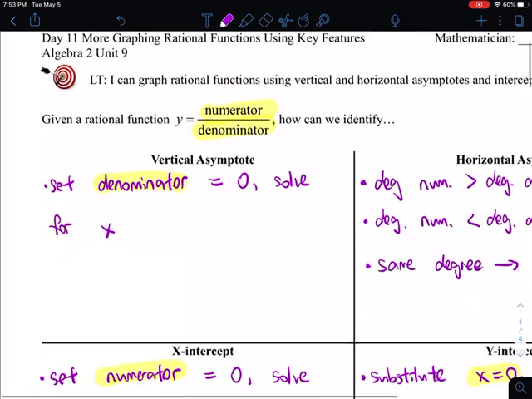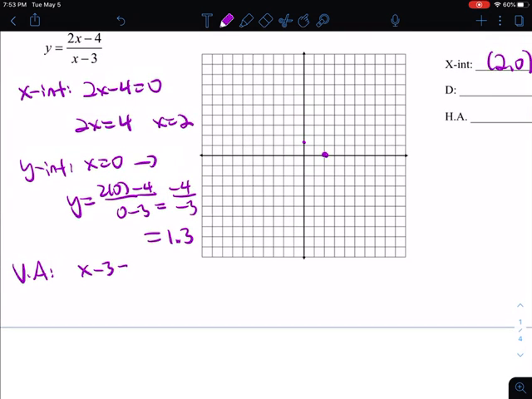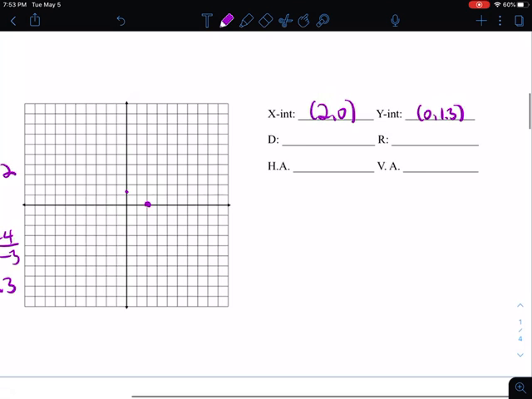Okay, and then let's go to the asymptotes. I'll start with the vertical asymptote. That's setting the denominator equal to 0 and then solving for x. So x minus 3 equals 0. Solve for x, I get x equals 3. There's my vertical asymptote. And then let's graph that.